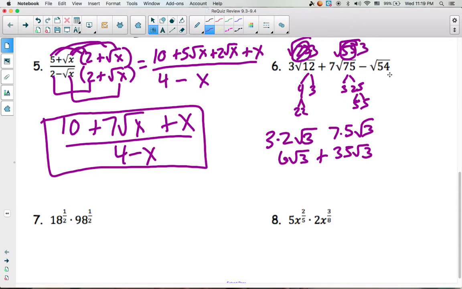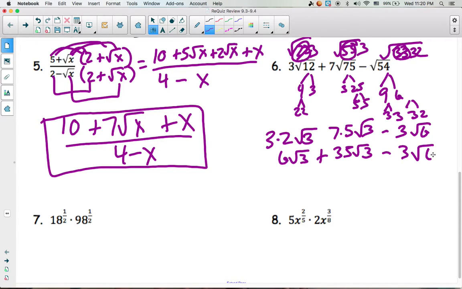And then last, we have negative square root of 54. We're going to break this down. And 54 would be 9 times 6. 9 is 3 and 3. And then 6 is 3 and 2. You need to have 2 of the same number for it to leave. We have 2 3's. So the 3 will drop out. And then the 3 and the 2 have to stay home. So 3 times 2 would be 6. And there's nothing out there, so we're going to just bring that down as minus 3 square roots of 6.